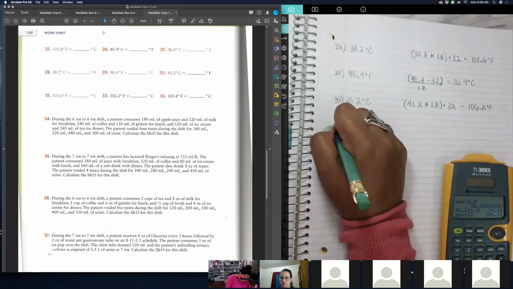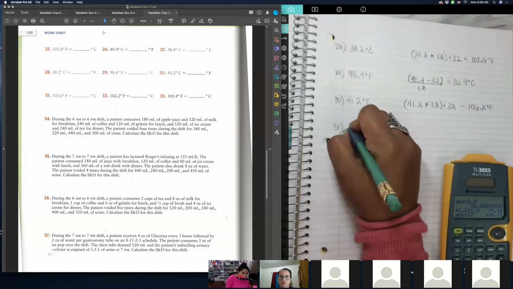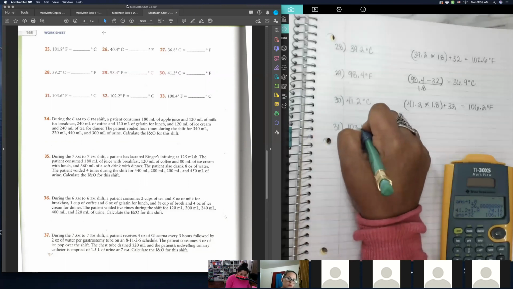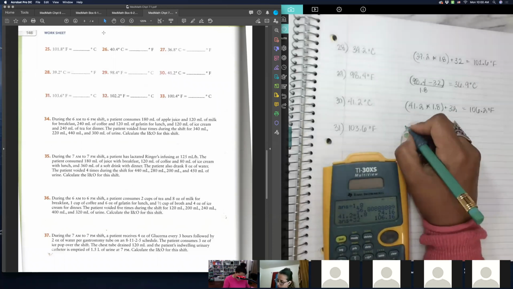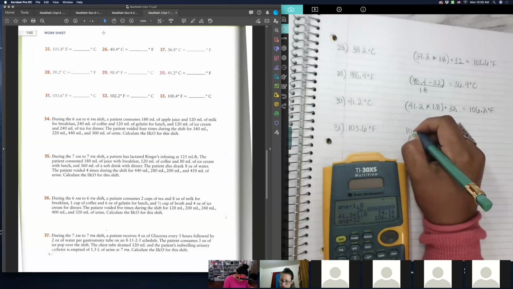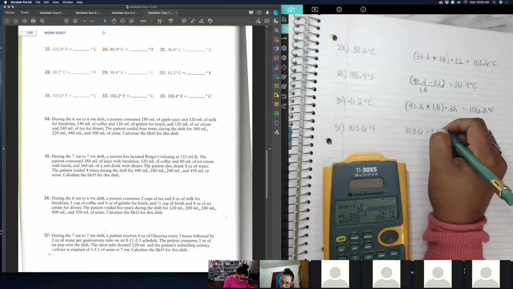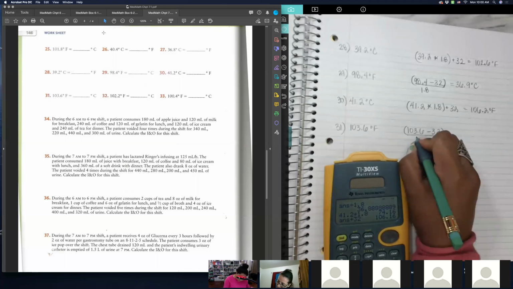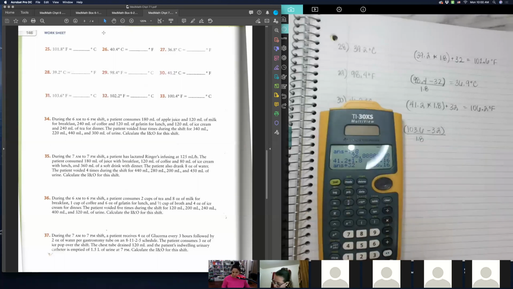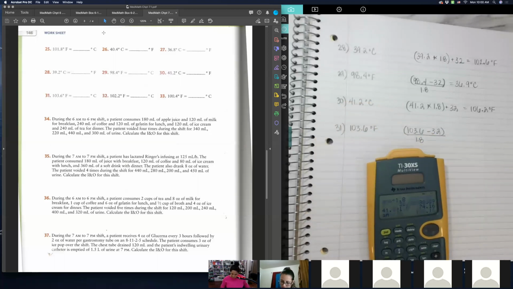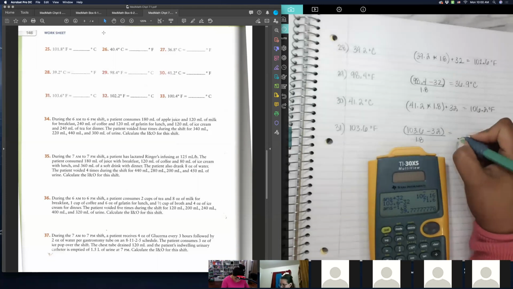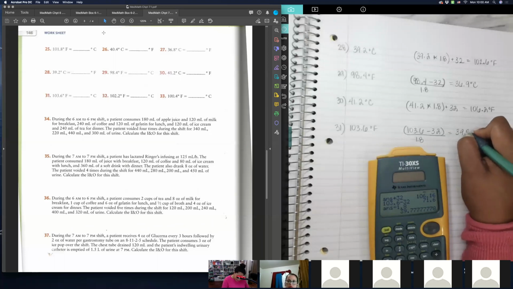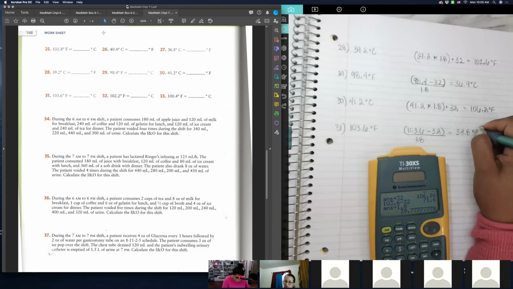Okay, 31. We're going to take 103.6 degrees Fahrenheit and convert that to Celsius. So we take our 103.6, we subtract 32, and then we divide by 1.8. So 103.6 minus 32, and then divide by 1.8 is going to give us, rounded to the tenth place, 39.8 degrees Celsius.